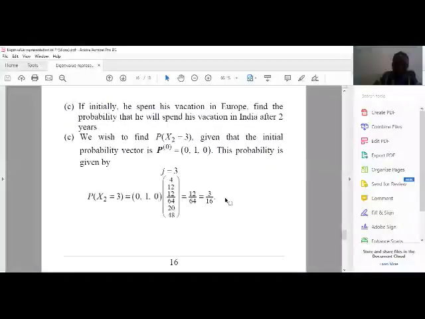So what will be the probability that he will remain in Europe after 2 years? Can you answer that question? Suppose it's the same question and I change it. I ask you, what's the probability that after 2 years you will remain in Europe, if initially he was in Europe?